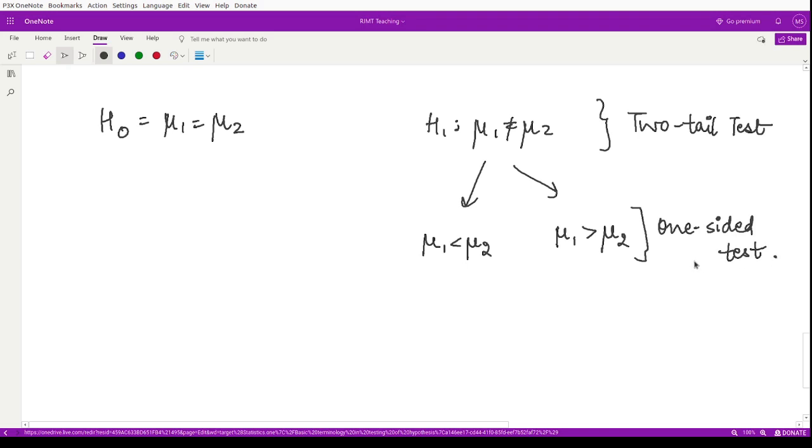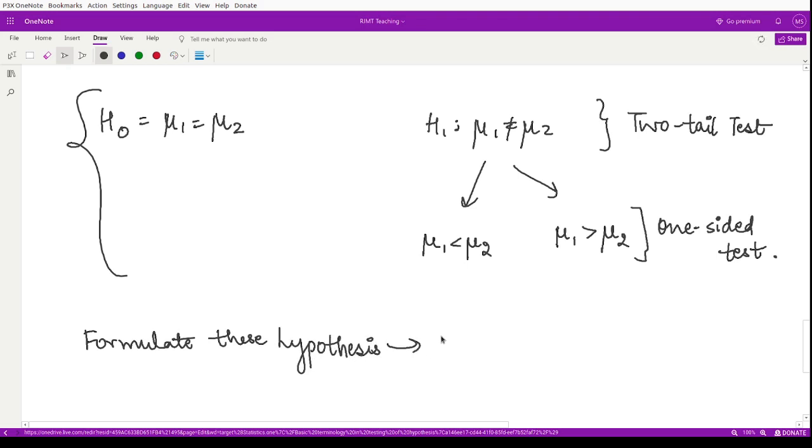Right? So initially we create these kinds of hypotheses, we do calculations, and then we make decisions. So first of all, we formulate these hypotheses. Then we do the calculations. And thereafter we make decisions about that. So this is the rough story till here, right?